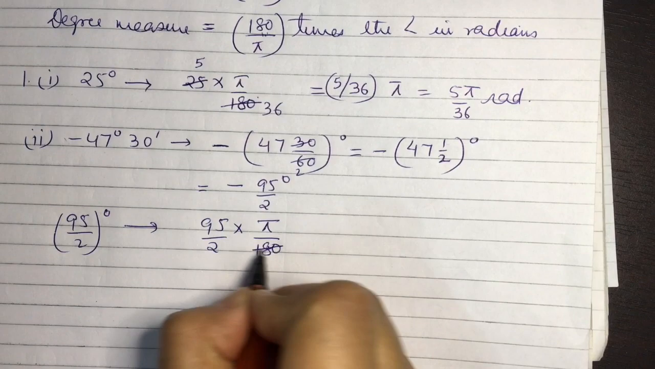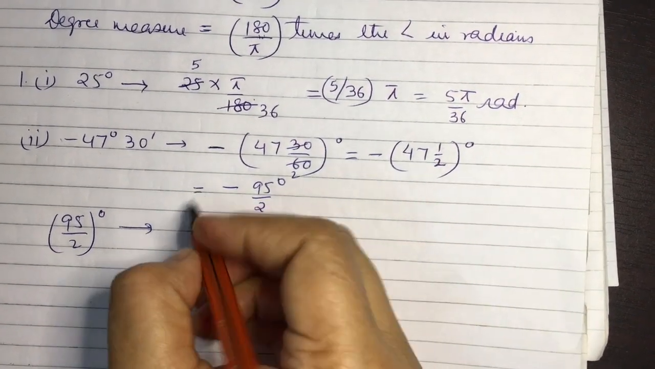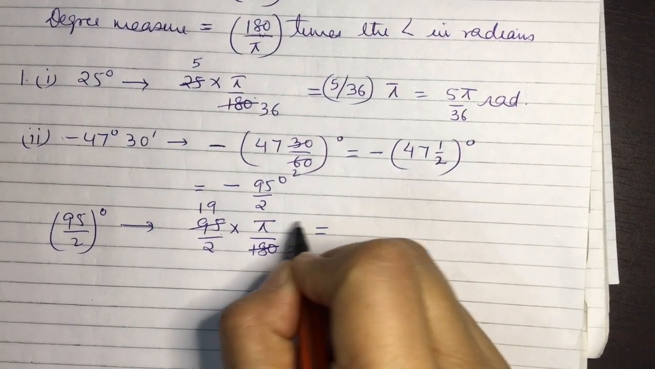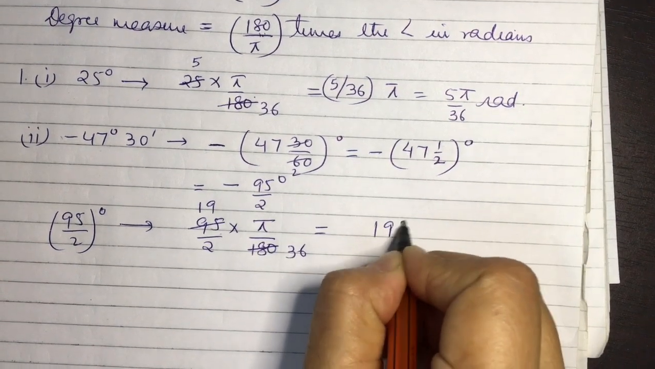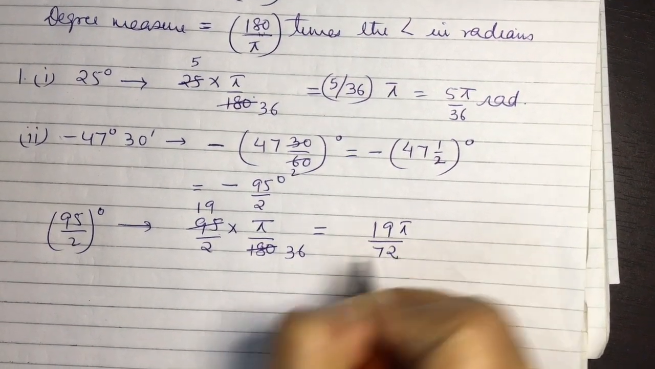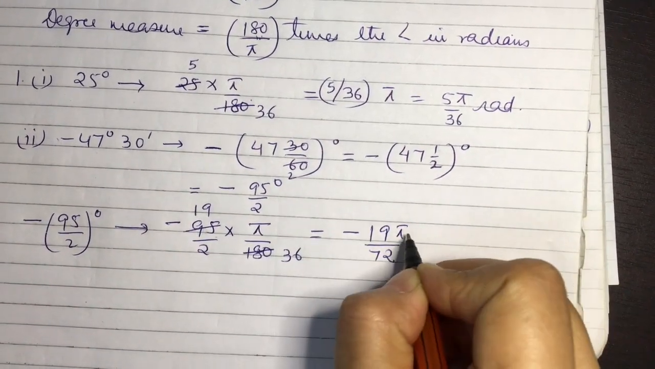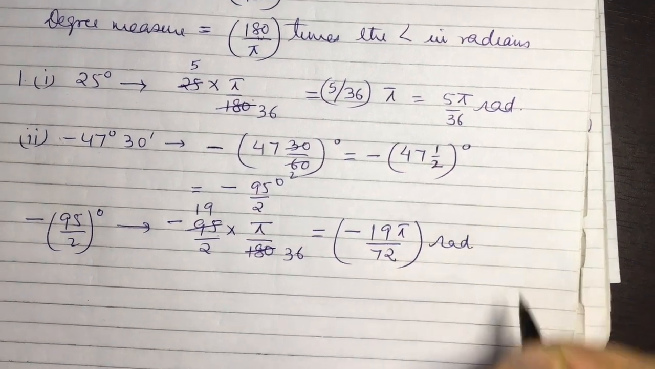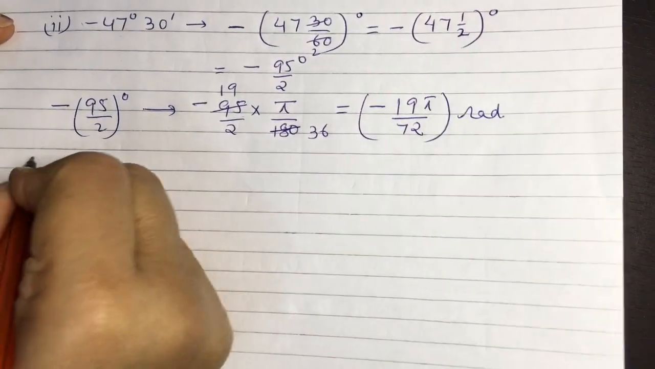Now 5 goes here 36 times. If you cancel it by 5, you get 1, then 45 means 9. So this result corresponds to 19 pi upon 72, but there was a minus sign here, so you will have a minus sign here also, these many radians. This is the answer. Same way you can try out the remaining two parts of this question.